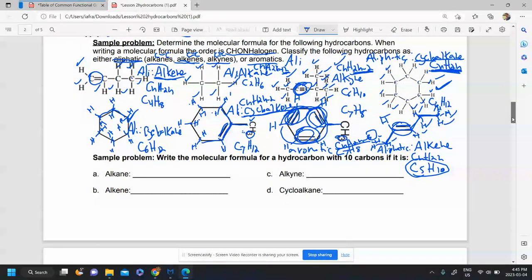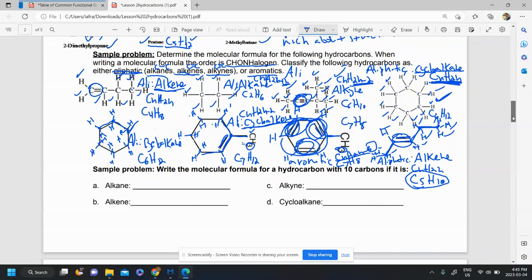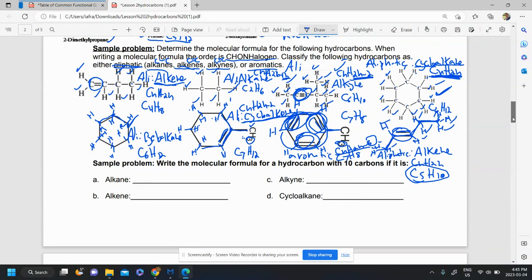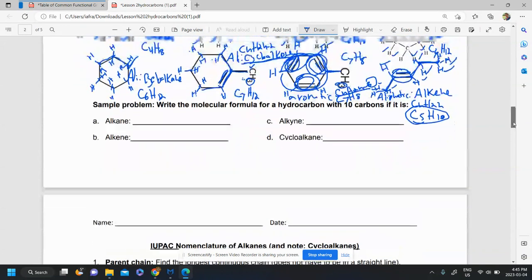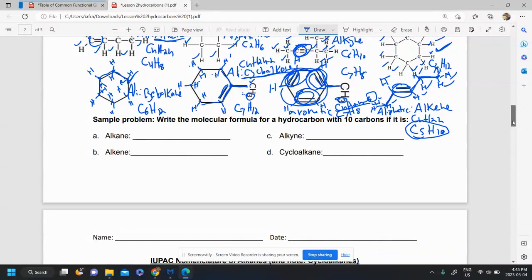So there we practiced drawing H's into bond line diagrams using general formulas in order to solve some problems and find the molecular formulas of a variety of different organic molecules that were either aliphatic or aromatics. So now we're going to finish off this problem-solving session by trying to write molecular formulas for a variety of hydrocarbons that fit certain parameters. One parameter is that it has to contain 10 carbons. So we want to draw an alkane that contains 10 carbons.